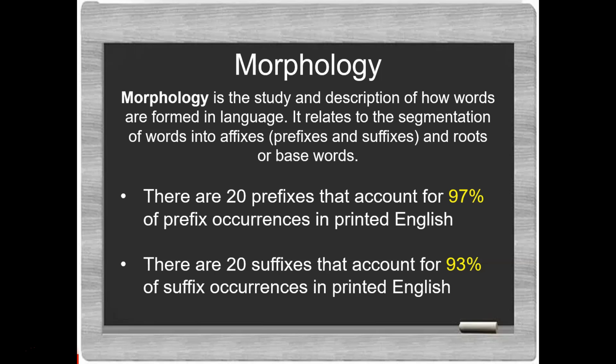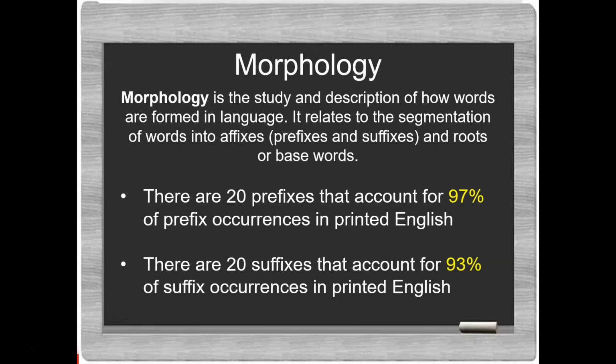And if you look at the top of this slide, morphology is the study and description of how words are formed in language. It relates to the segmentation of words into affixes, which are just prefixes and suffixes, and roots or base words. And so if you look at these two bullet points at the bottom, there are 20 prefixes that account for 97% of prefix occurrences in printed English. And then there are 20 suffixes that account for 93% of suffix occurrences in printed English.